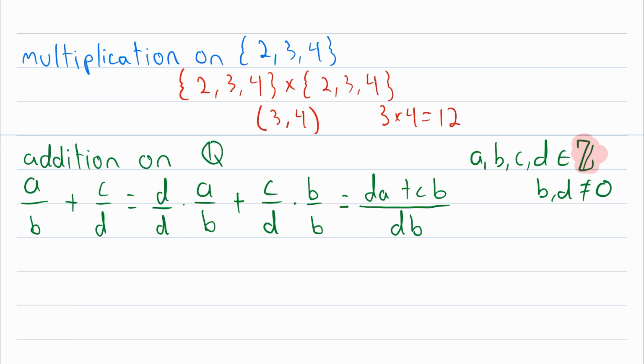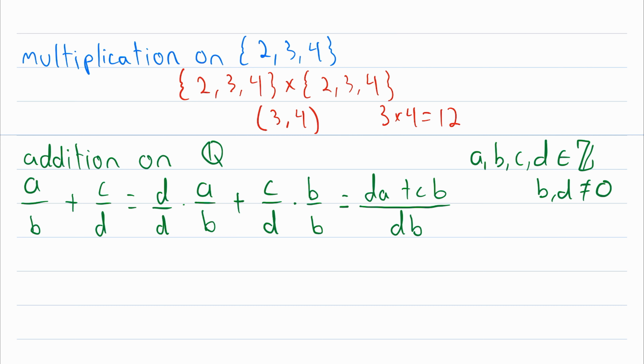The integers are closed under multiplication, therefore all of these are integers. da is an integer, cb is an integer, and db is an integer. The integers are also closed under addition, so da plus cb is an integer. The last thing we need to know is that db is not 0, and it is not, because we know that neither b nor d is equal to 0, so their product cannot be 0. The product of non-zero numbers is always non-zero.